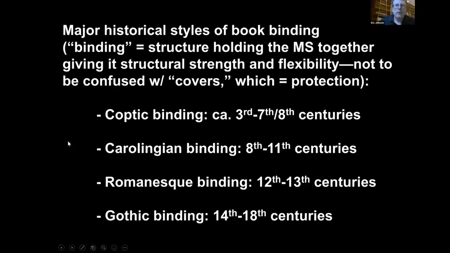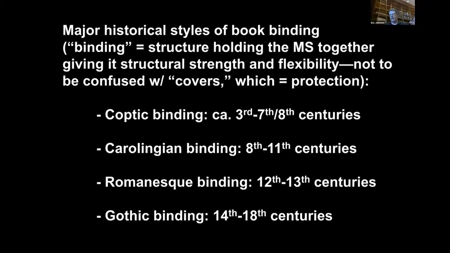So, moving on from covers to the actual binding structures themselves, there are all sorts of different historical styles of book binding that can roughly be divided into four major periods or four movements. Here I want to again stress that binding equates to the structure that holds the manuscript together, giving it structural strength and flexibility, holding everything together but making it usable at the same time. This is not to be confused with covers, which principally equal protection.